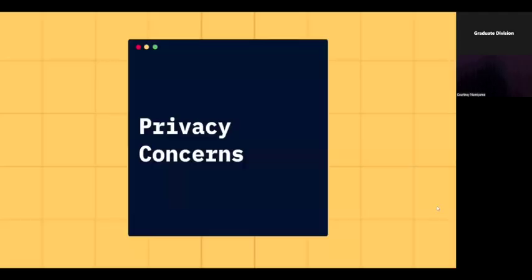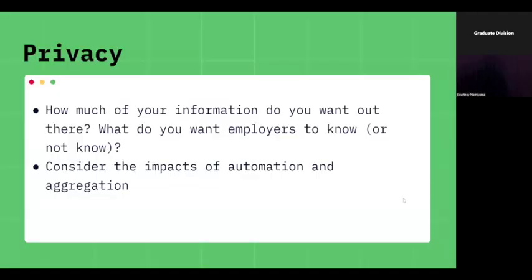Underscoring all these, I just really want to highlight privacy concerns. Anytime that you put something on the internet, it does stay on there forever, of course. So how much of your information do you want out there? What do you want your employers to know about you? I'm sure you Google other scholars in your field, so they're doing it to you as well. Something to think about: what does the content on you online say about you?